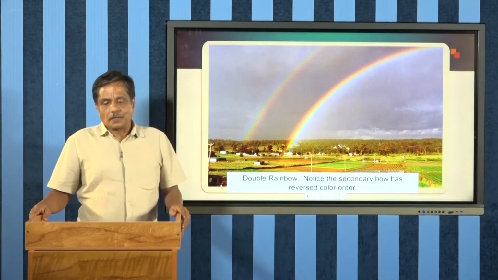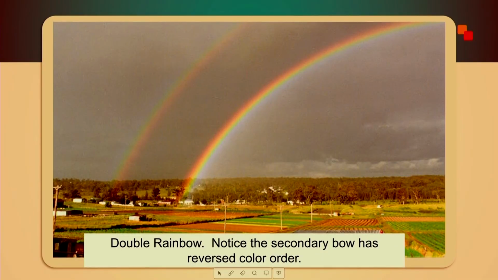There is a dark gap between these two, and this gap is otherwise known as Alexander's band, because the emperor Alexander discovered this rainbow while he was traveling through many places to conquer different areas.